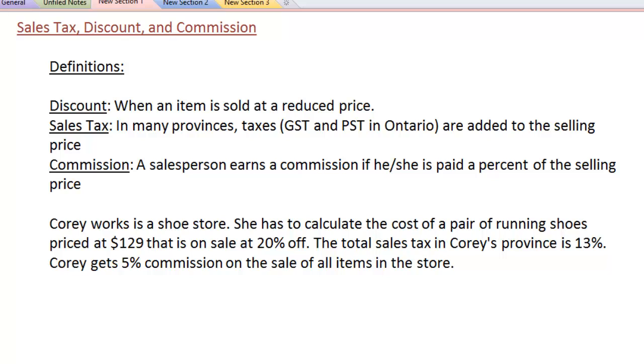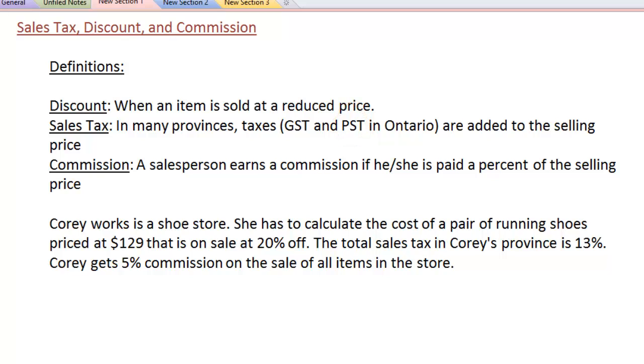Sales tax. In many provinces, taxes like GST, G coming from the word government, so that means Canada, and PST, P coming from the word province, which means Ontario in our case, are added to the selling price.